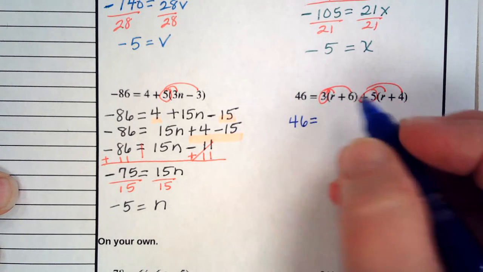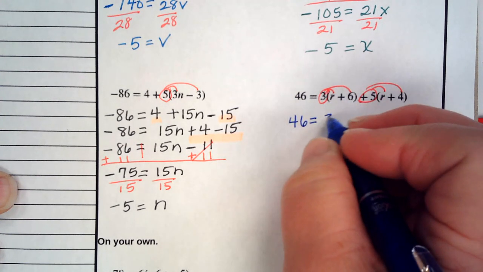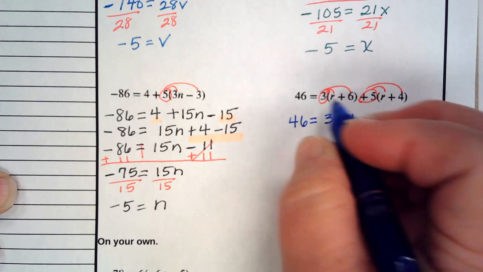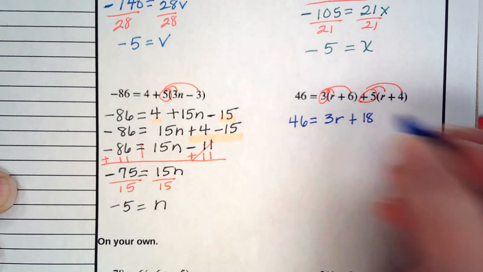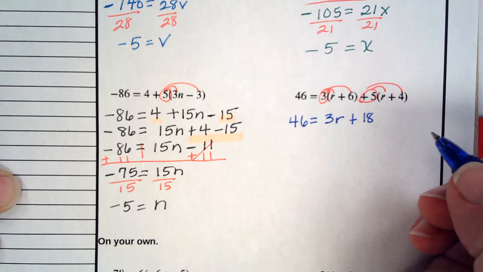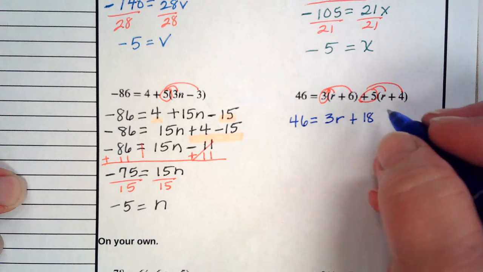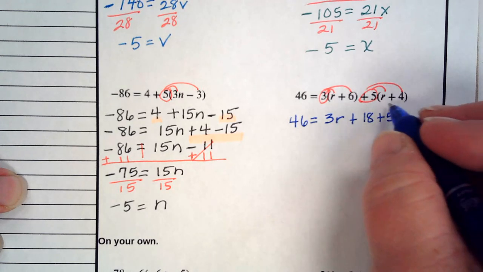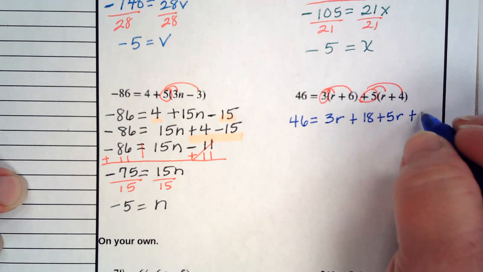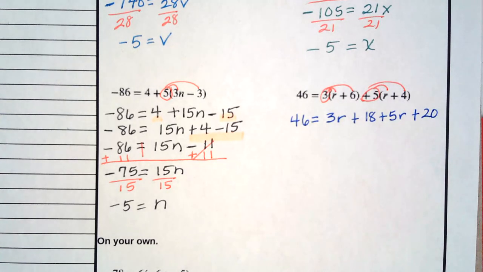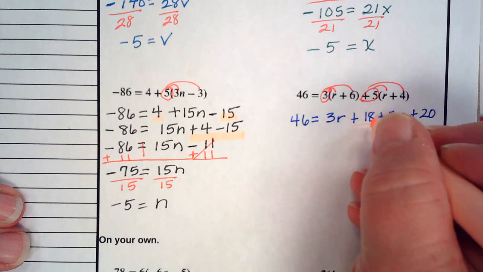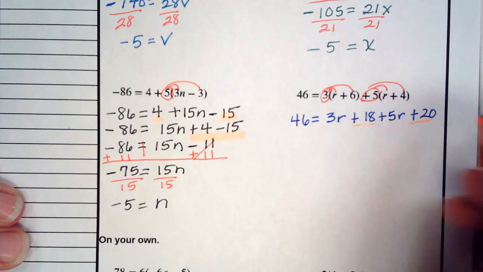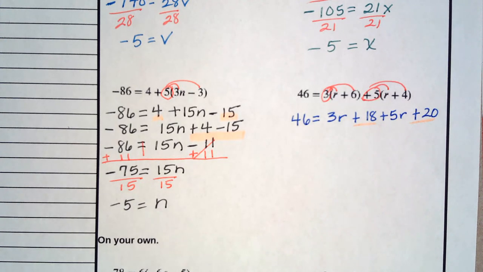46 is equal to 3 times r is 3r. Plus 3 times 6 is 18. I've distributed the 3, now I have to distribute the 5. 5 times r is 5r, so it's plus 5r. 5 times 4 is 20, plus 20. Now we're going to rearrange and get the numbers by themselves and the variables by themselves.